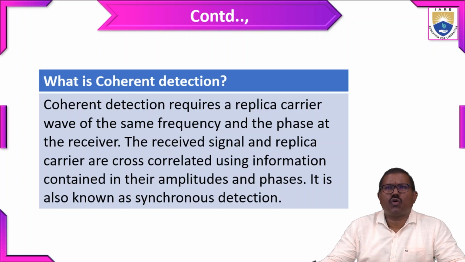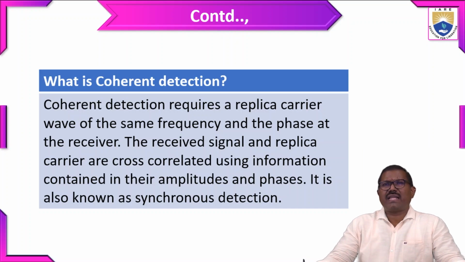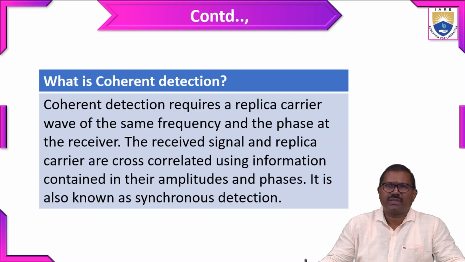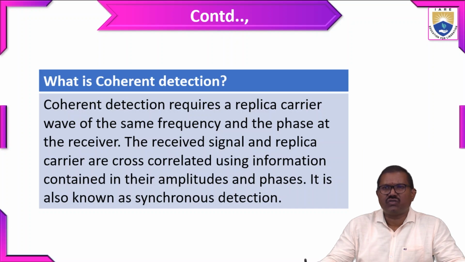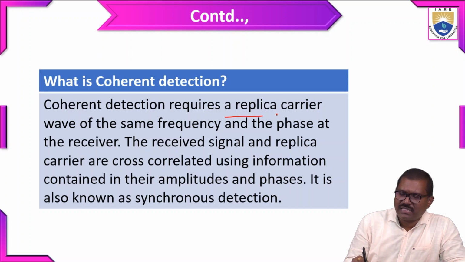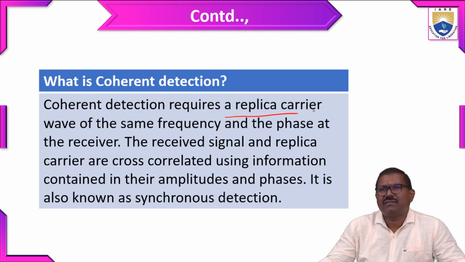Now what is coherent detection? Coherent detection requires a replica carrier wave of the same frequency and phase at the receiver. The received signal and replica carrier are cross-correlated using information contained in their amplitudes and phases. It is known as synchronous detection. So coherent detection requires a replica, a reference signal. Without that reference, we can't detect the signal at the receiver.